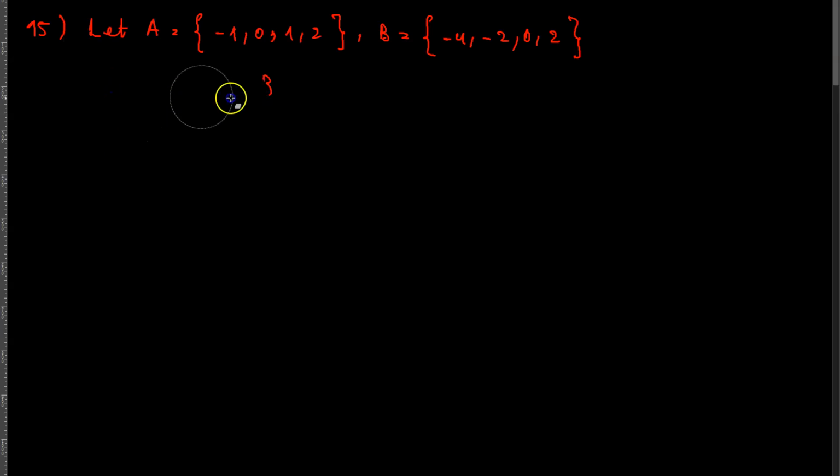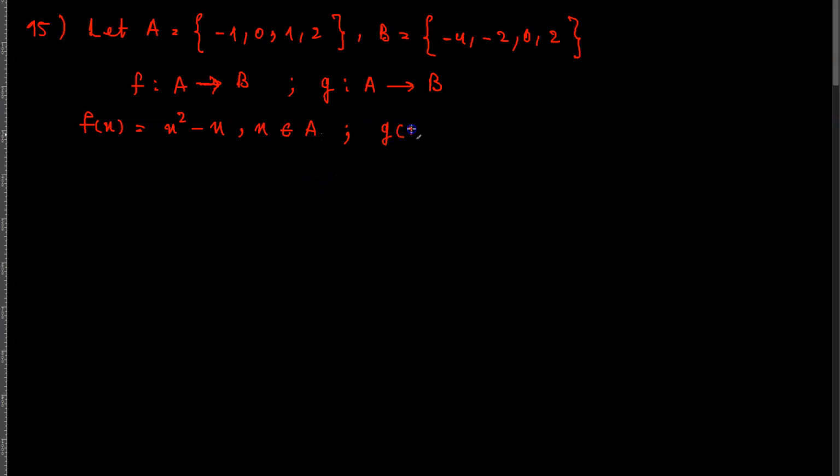What this means is that f is a function from A to B, and g is a function from A to B, right? The functions are defined by f of x is equal to x squared minus x for x belonging to A, and also g of x is equal to 2 times the absolute value of x minus 1/2, minus 1, x belonging to A. Now the question that we want to ask here is, are f and g equal?